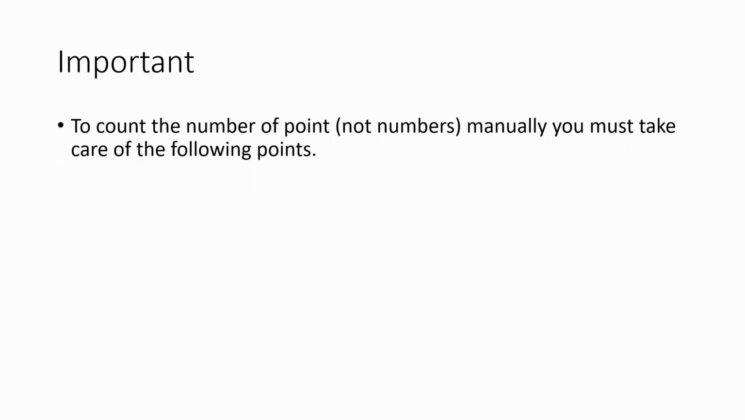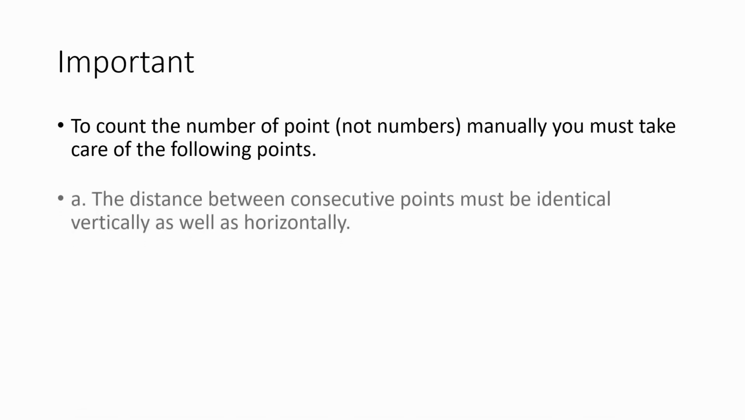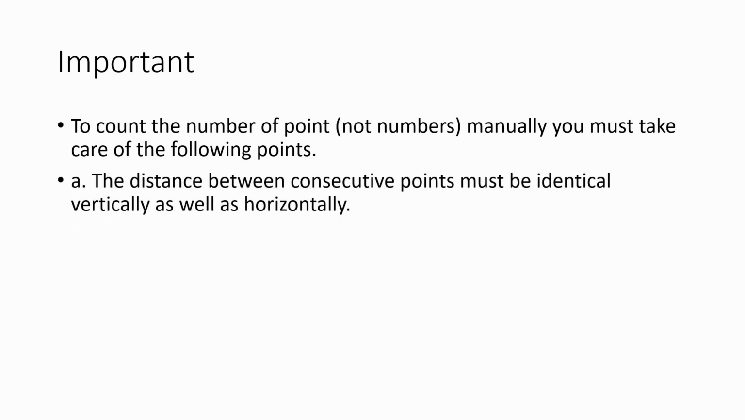Okay, there are some important points you must remember. To count the number of points, not numbers, manually, you must take care of the following points. The distance between consecutive points must be identical vertically as well as horizontally. That is, these distances are not equivalent, while distances in these points are equivalent. The distances here are greater, while the distances between these two are smaller. This is the correct way to draw your matrix. Here you can see the distances between all the points are equal horizontally as well as vertically.